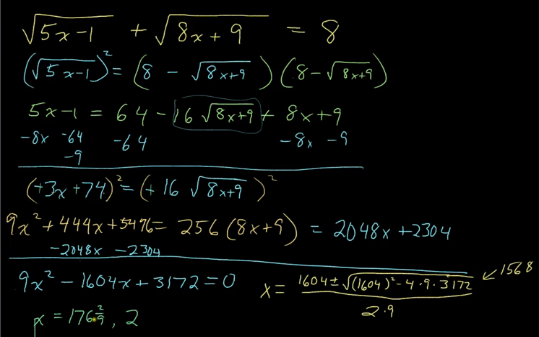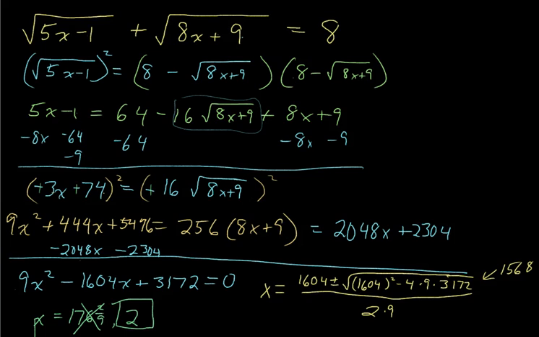You can probably guess if I plug in this big thing, I don't think I'm going to get 8. If I plug in 2, I have square root of 9 is 3, square root of 25 is 5, 3 plus 5 is 8. So, yeah, the 2 is going to be the only solution.